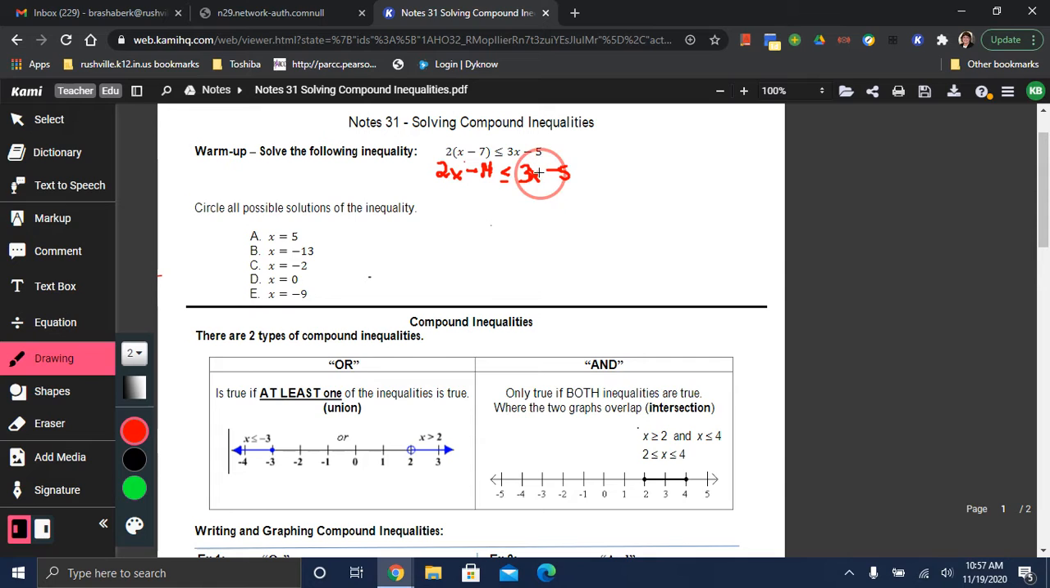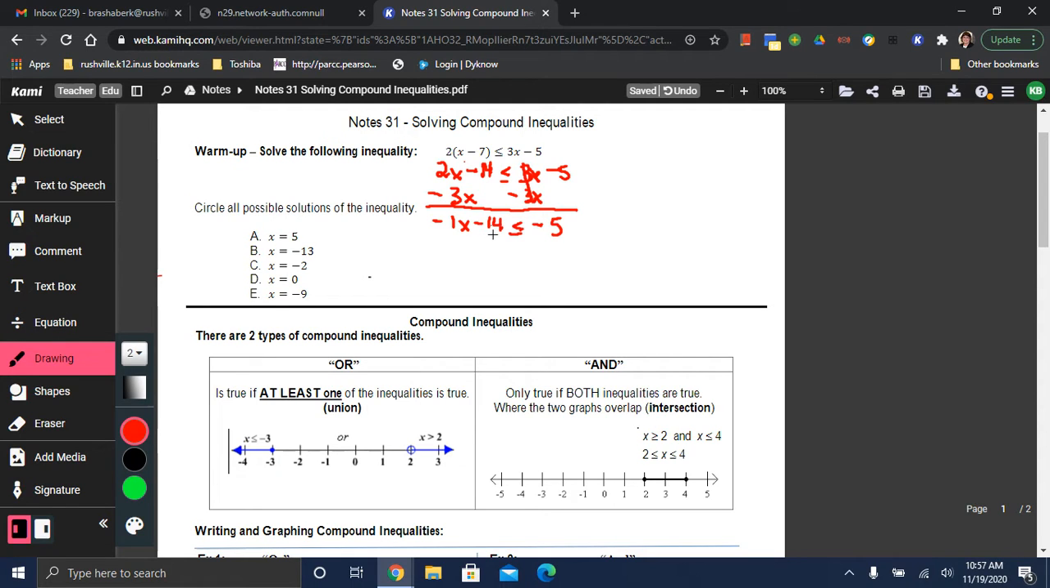And then I like to get the x's on one side first, so I'm going to move mine over to the left. I think that's a good move to make when you're solving inequalities. So 2x minus 3x, that's going to give us negative 1x. Then we'll bring down the minus 14 is less than or equal to, our 3x's will cancel, and we'll have negative 5.